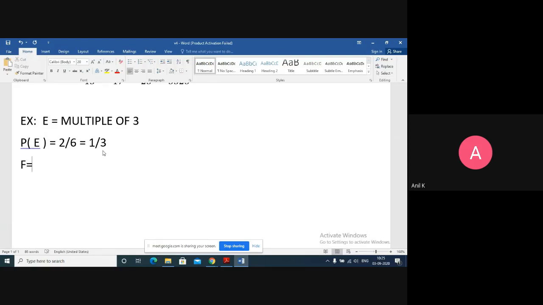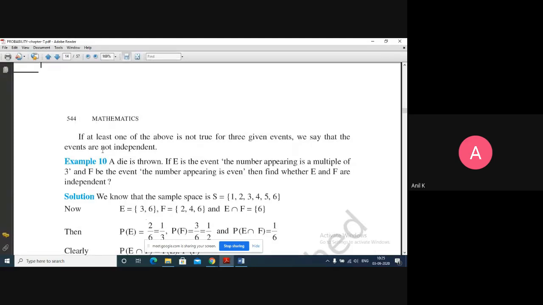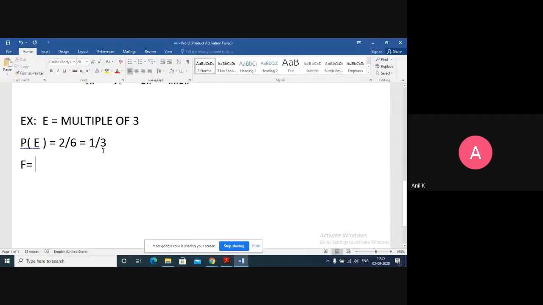And the event F is given as the number appearing being an even number. So the probability of F: the favourable outcomes are 2, 4, 6.